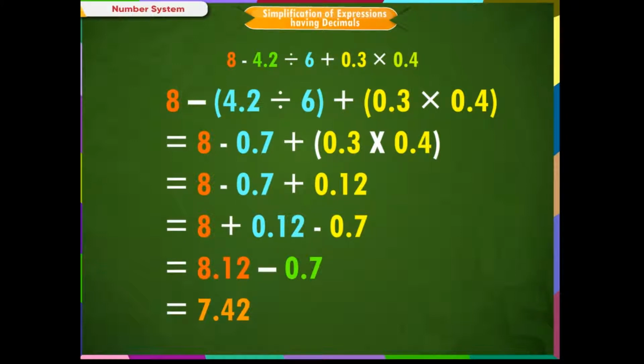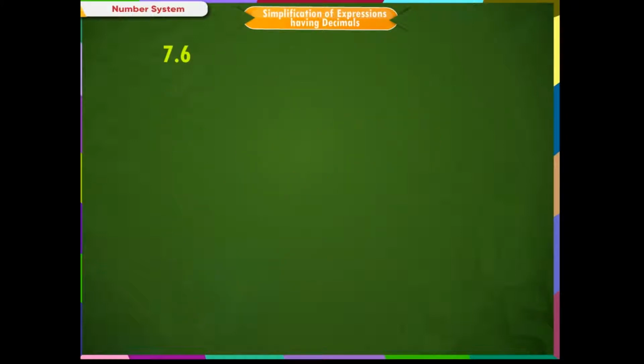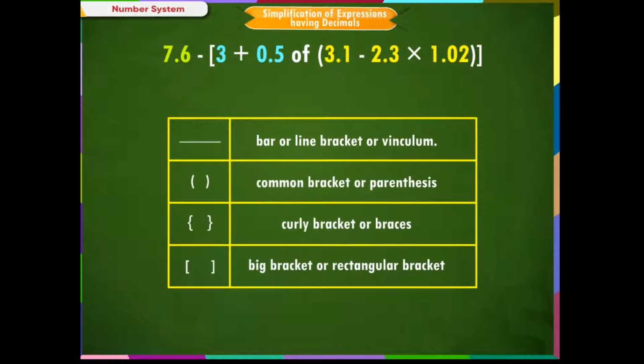Example 3. Simplify 7.6 minus 3 plus 0.5 of 3.1 minus 2.3 into 1.02. Before simplifying this problem, let us revise quickly the different types of brackets and the sequence in which they are solved. We follow a particular sequence of solving these brackets. We solve the vinculum first, then parenthesis, then curly bracket, and lastly the rectangular bracket.